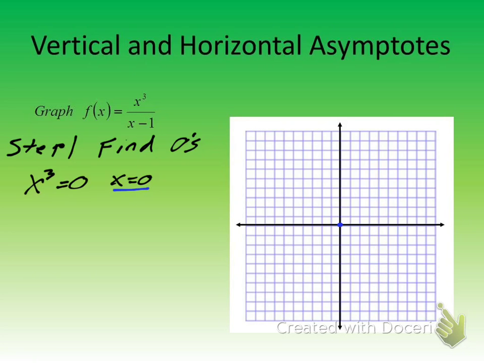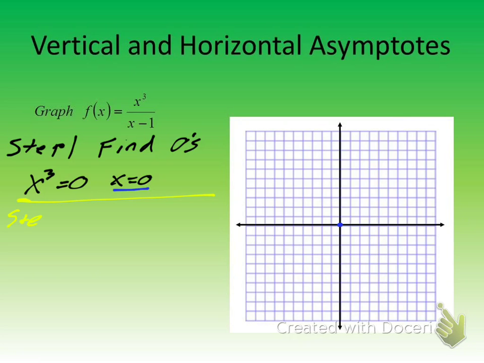Everybody good so far? No, I don't get it. Remember that first paragraph, where it said the zeros were where the graph crosses the x-axis? That's where your numerator equals 0. So that's what I did. I took the numerator, set it equal to 0, solved it. All right? That's step 1. Step 2, your asymptotes.